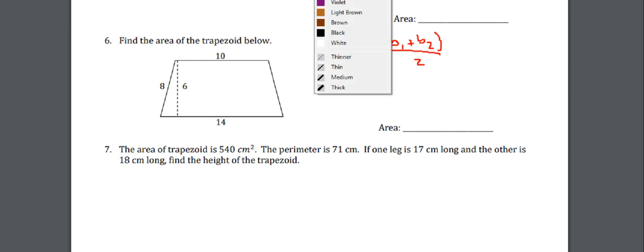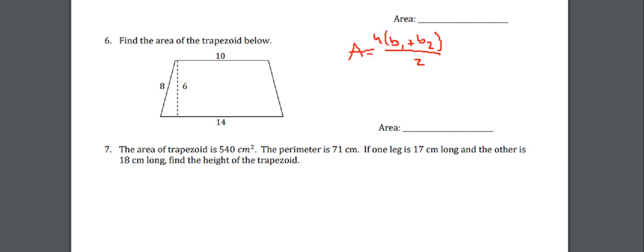Okay, next one is the area of a trapezoid. Now, area of a trapezoid is the two bases added together times the height divided by 2. Now, how do you know which sides are the bases? They're the two sides that are parallel to each other. So 10 and 14 are my bases. So I'm going to go 10 plus 14.